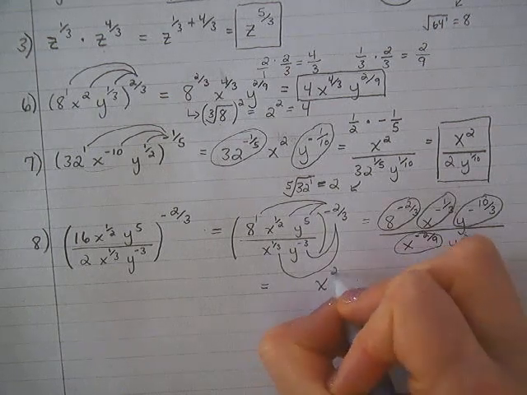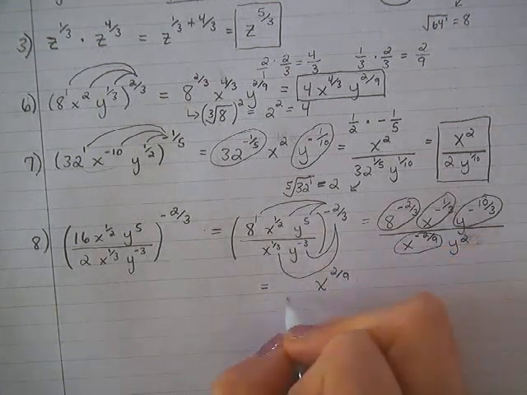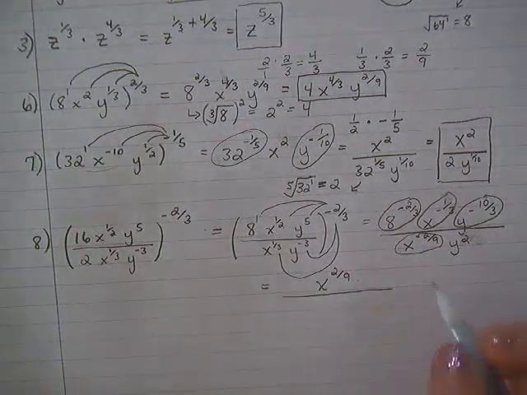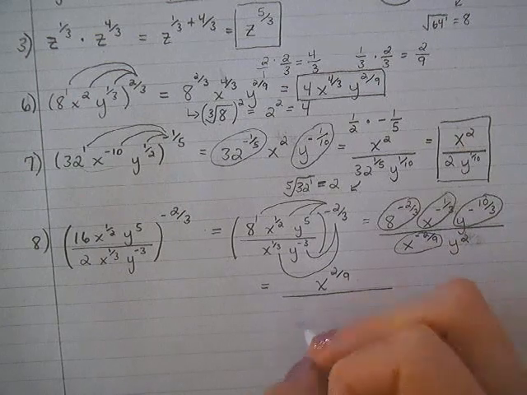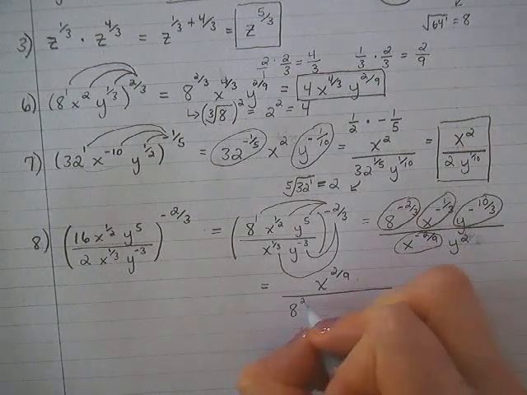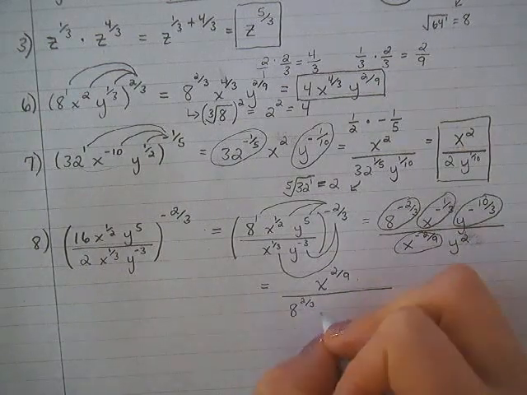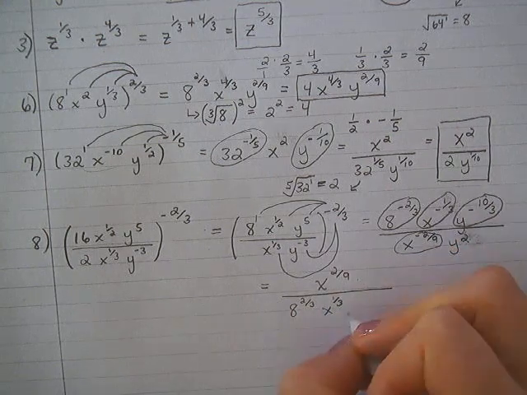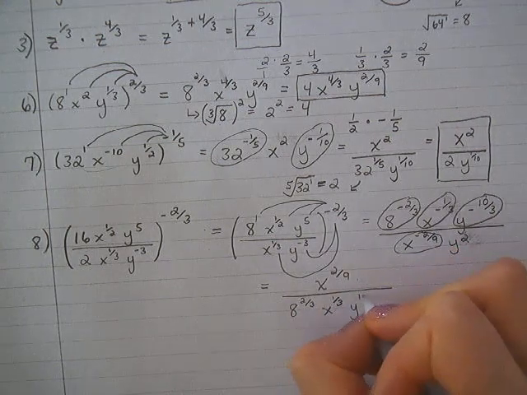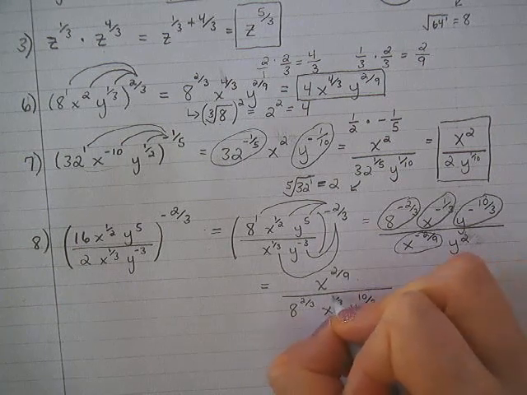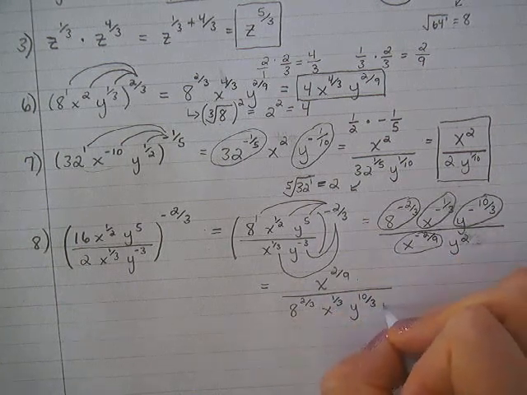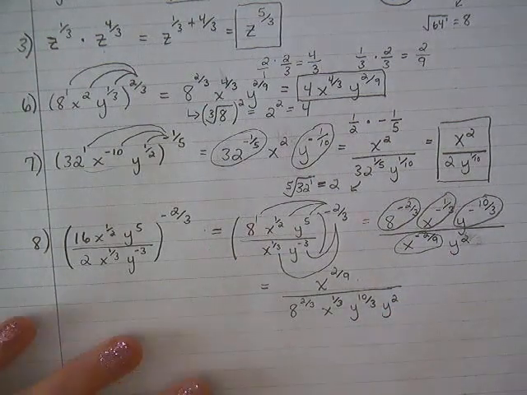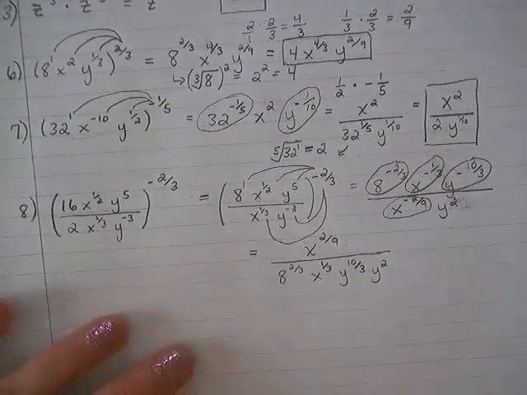So the x to the 2/9 comes to the top. And then there's going to be a whole lot of stuff on the bottom. So from here, the 8 to the negative 2/3 will go to the bottom, so it becomes positive now. The x to the negative 1/3 goes to the bottom, and then the y to the 10/3 will now go to the bottom. Okay, and then don't forget that y to the second has to stay on the bottom. Now, if there's anything else that needs to simplify, then simplify it.